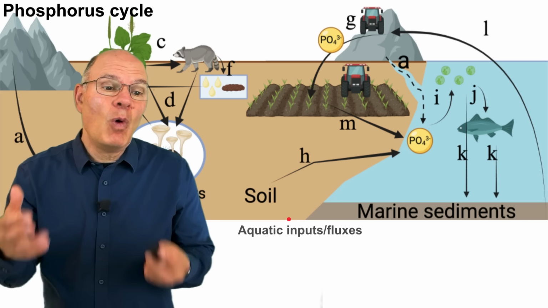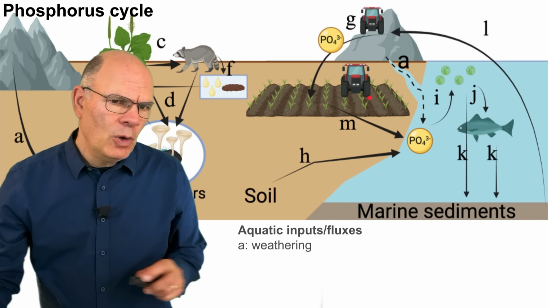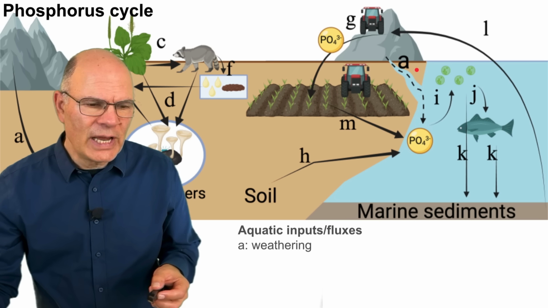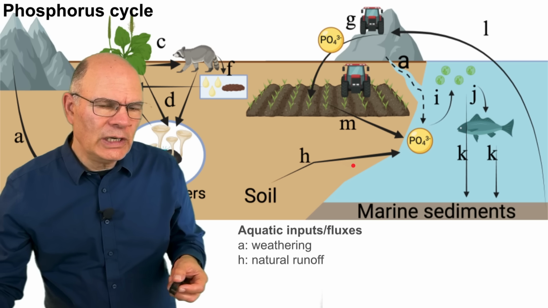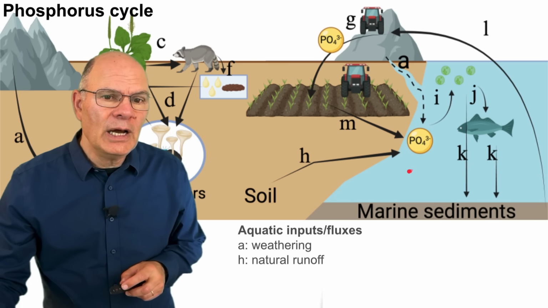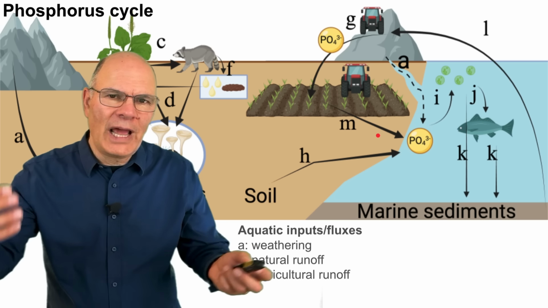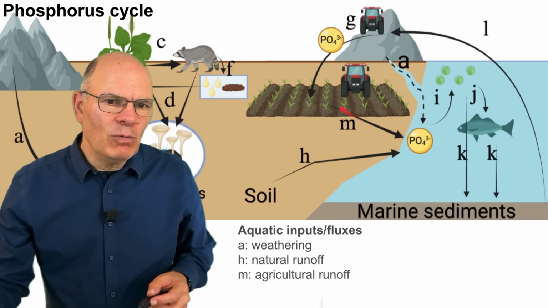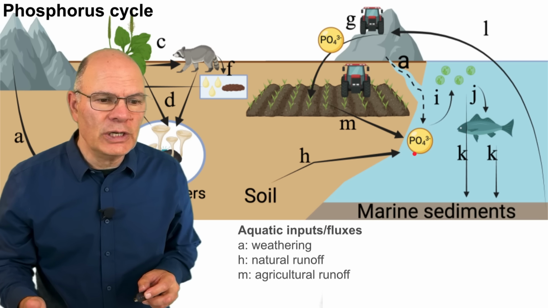Now let's look at the aquatic inputs and fluxes that are part of the phosphorus cycle. We again have weathering that's occurring at this part of the cycle over here, and through natural runoff, shown at H over here, phosphate ions will move into an adjacent body of water. That'll be accompanied by agricultural runoff, which is what happens when it rains on a farm field and the phosphate-rich water runs off into the nearest lake, stream, or into the ocean.